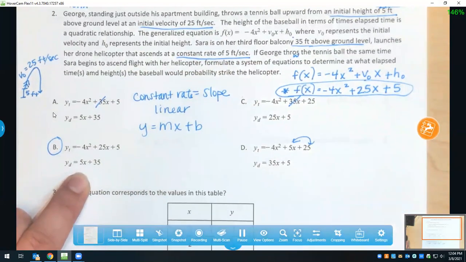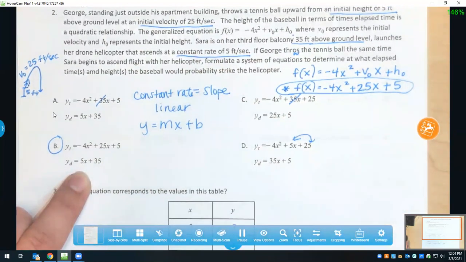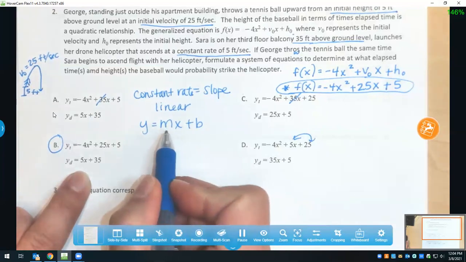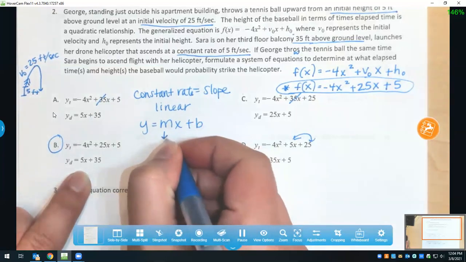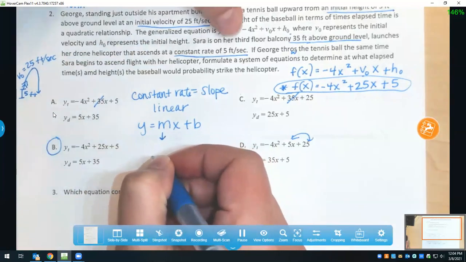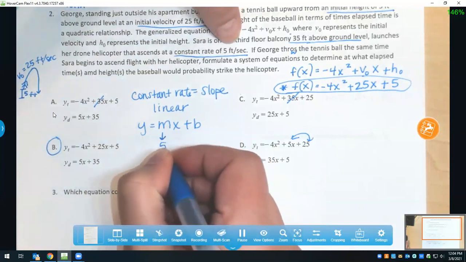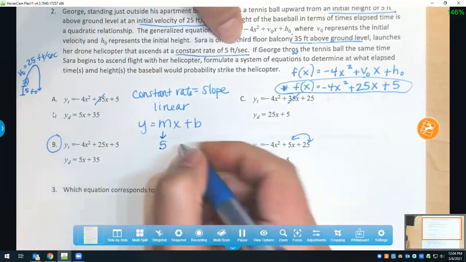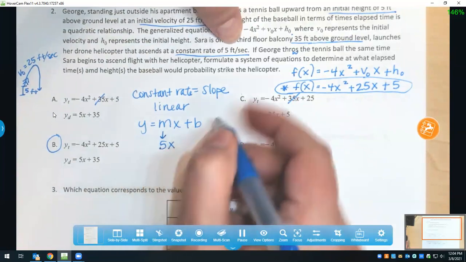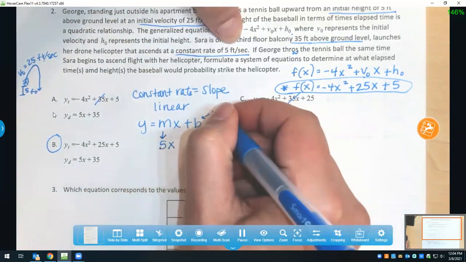So at the algebra 2 level, they're not going to give you y equals mx plus b very often. They're just going to be like, oh, constant rate. They should know that's a line. So you just need to know that m, of course, is the slope. So your constant rate of change is 5, because it said 5 feet per second, so 5x. And then think about what the b represents.